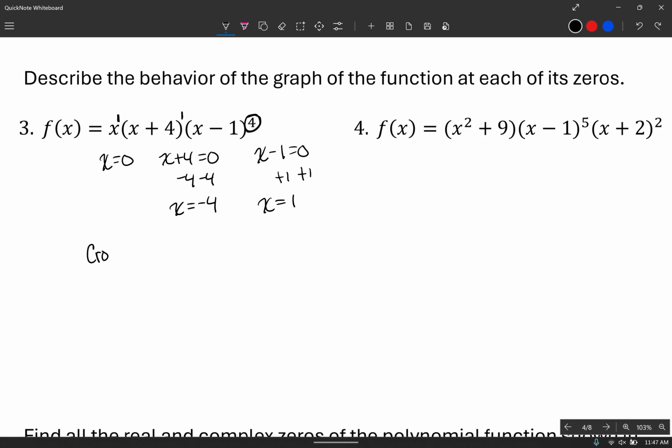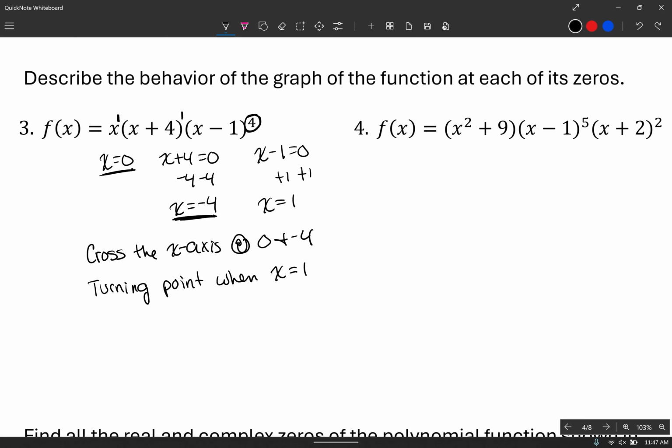So we will cross the x-axis at 0 because I only have one of those, and at -4 because I only have one of those. However, because I have 4 of the factor of x minus 1, I know that I have a turning point when x equals 1. And that's because I have an even multiplicity.